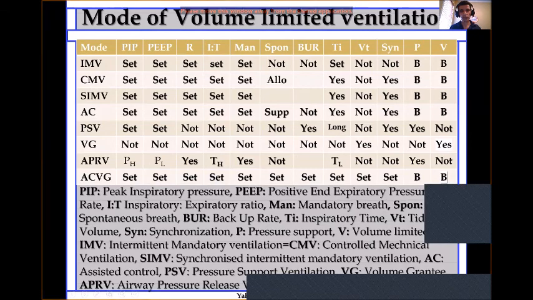So in conventional mechanical ventilation, you set the PIP, you set the PEEP, you set the rate, you set the TI, you set the mandatory breaths. You are not allowing spontaneous breathing. There is no backup rate. You set the time. You are not setting the tidal volume if it's volume controlled. So it's a kind of repetition of what I said, what exactly you do with each ventilation.